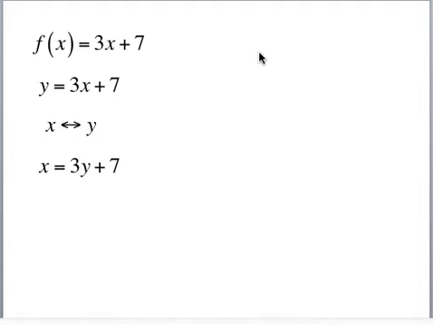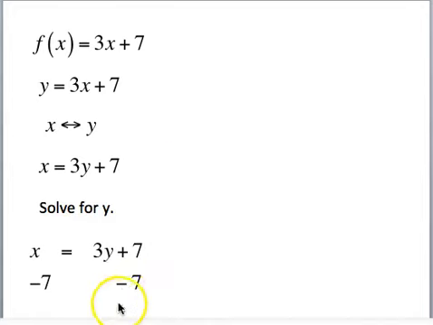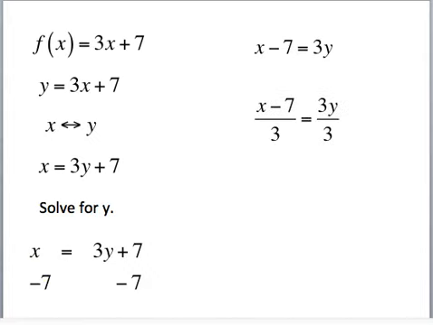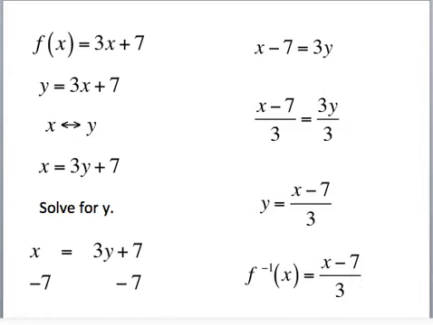And then our next step is to solve for y. So we'll do that, subtracting 7 from both sides. So those 7's go away and we get x minus 7 equals 3y. And then solving for y, we're going to divide both sides by 3. So that gives me y is equal to x minus 7 over 3, and that is my inverse function.